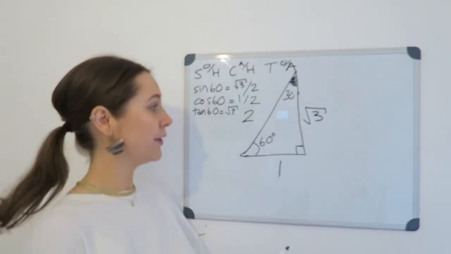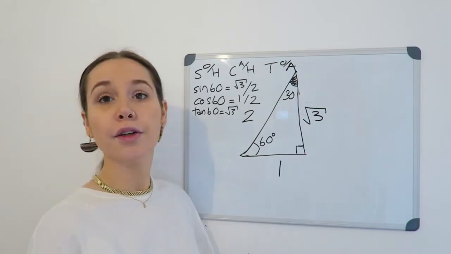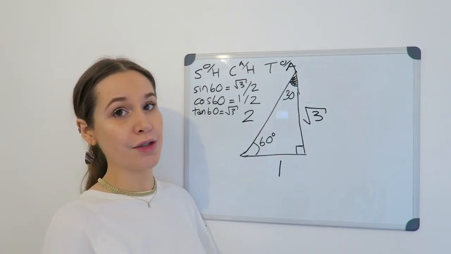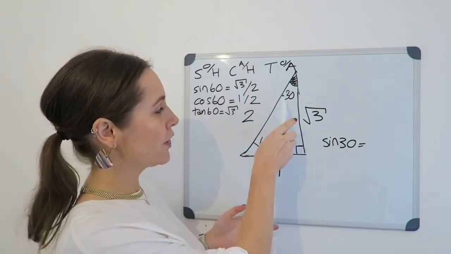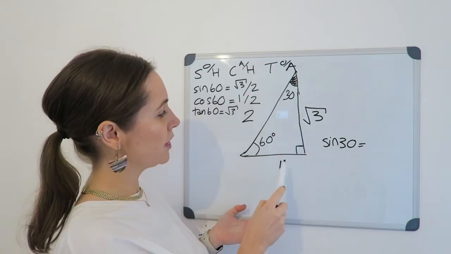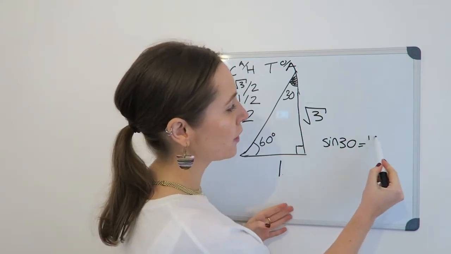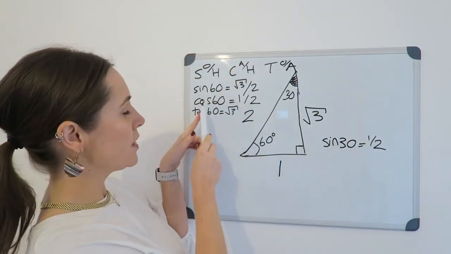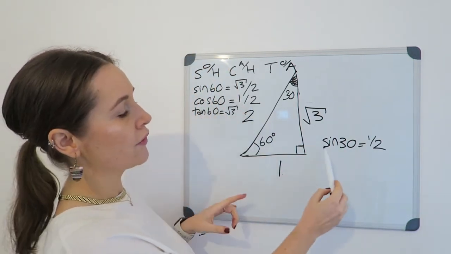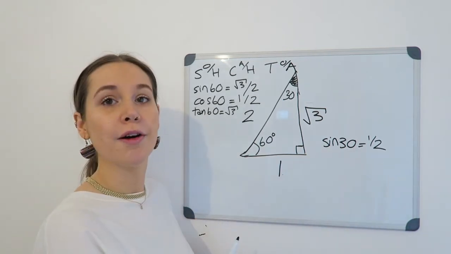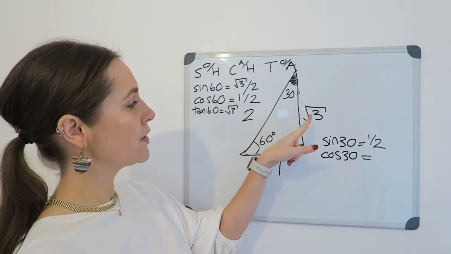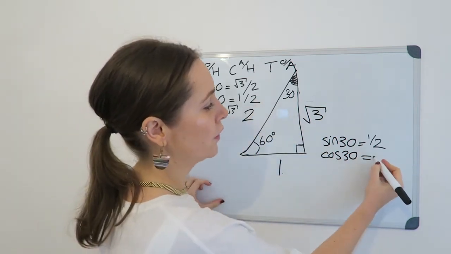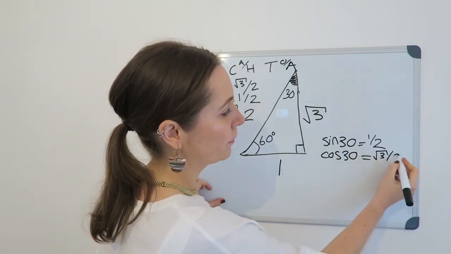So the next thing we can look at is sine, cos and tan of 30 degrees. So sine of 30. Sine of 30 is opposite divided by hypotenuse, so that's also a half. So you notice here, cos of 60 is equal to a half, and sine of 30 is equal to a half. Cos of 30 is equal to adjacent divided by the hypotenuse, root 3 over 2.